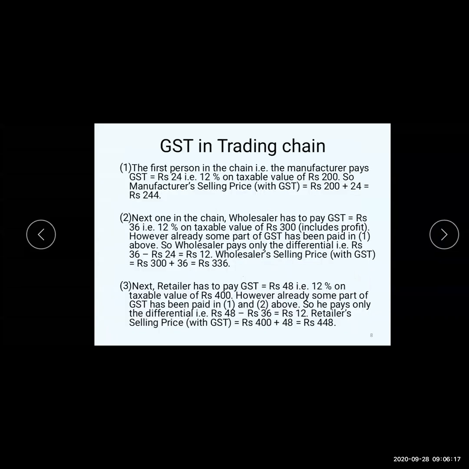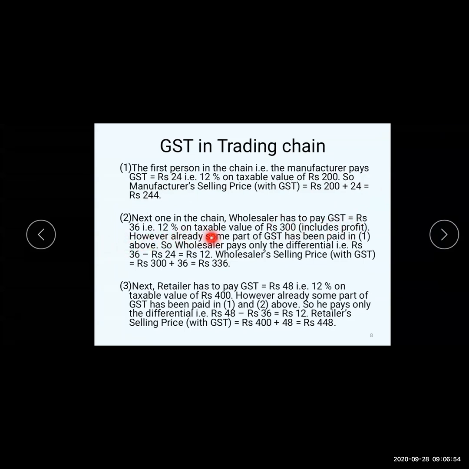Okay, now see the GST trading chain. The first person in the chain, that is the manufacturer, pays GST equal to rupees 24. That is 12% on the taxable value of rupees 200. Taxable value is how much? Rupees 200, and he is paying how much tax? 12% tax. So 12% is rupees 24. So the manufacturer's selling price with GST will be rupees 200 plus 24, that is taxable value plus GST, equal to rupees 244.